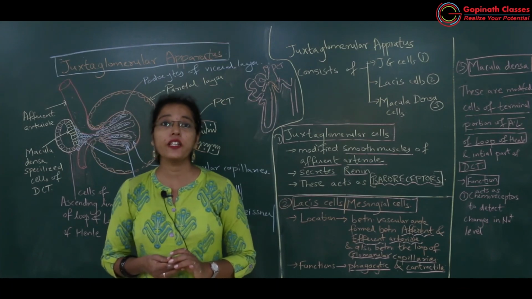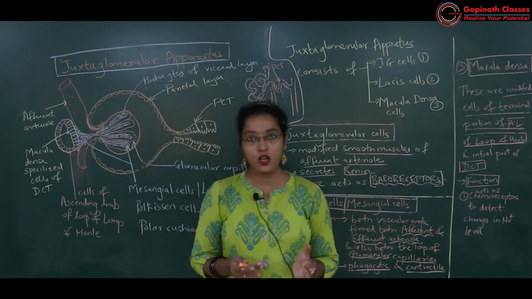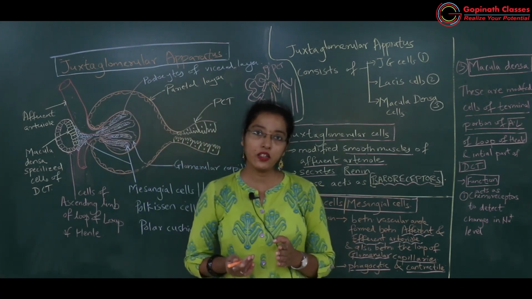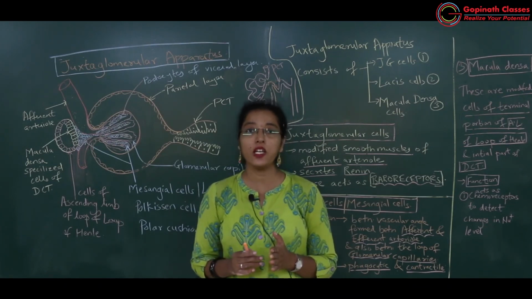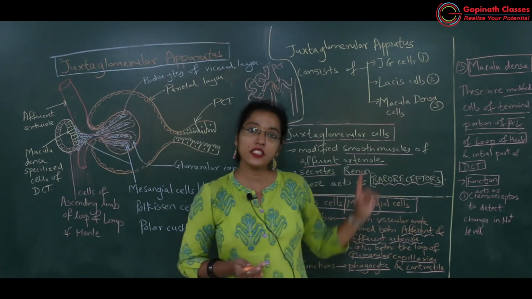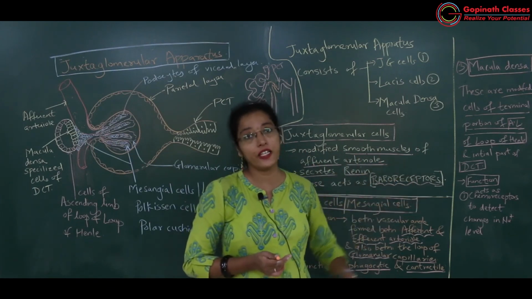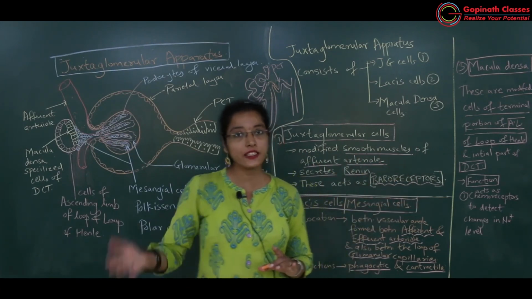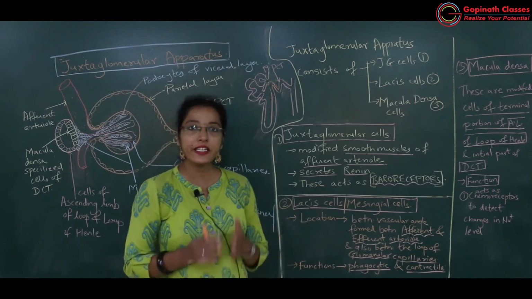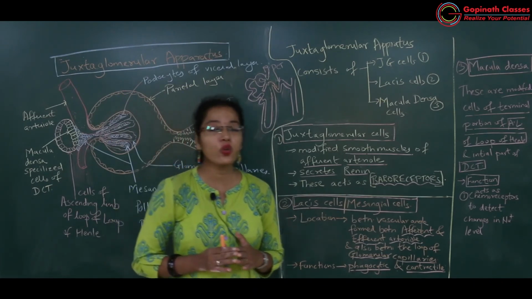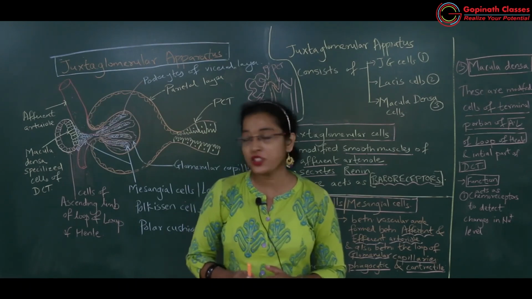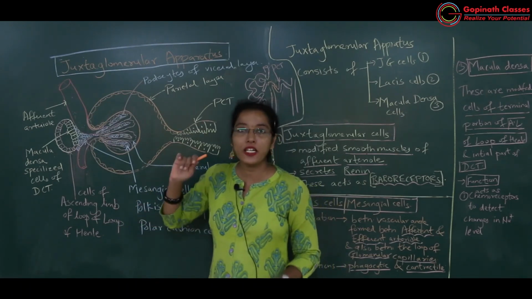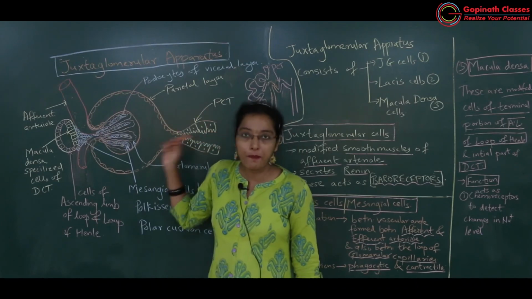Okay, so in regulation of kidney and how to regulate the glomerular filtration as well as urine volume, these all cells are very important. So in the next part we will be learning in detail about the regulation of kidney function. Okay, and for that purpose you should know very well what is juxtaglomerular apparatus.